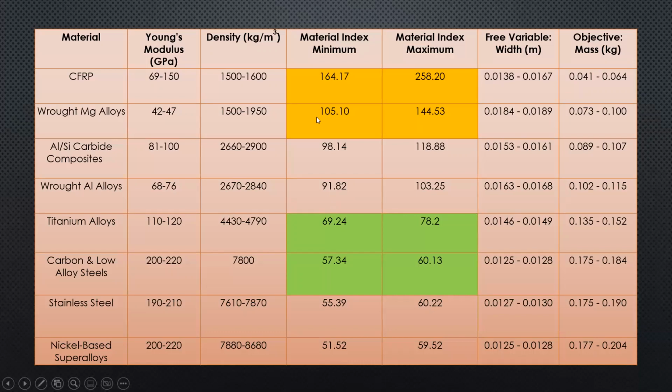Plotting and tabulating these materials with their Young's modulus and density. Once again, CFRP and magnesium alloys do the best with the highest material index, but we've gone ahead and highlighted titanium and low alloy steels because they're not doing terrible. They're actually doing good, and we can see from other cases that these are the materials that are generally used.